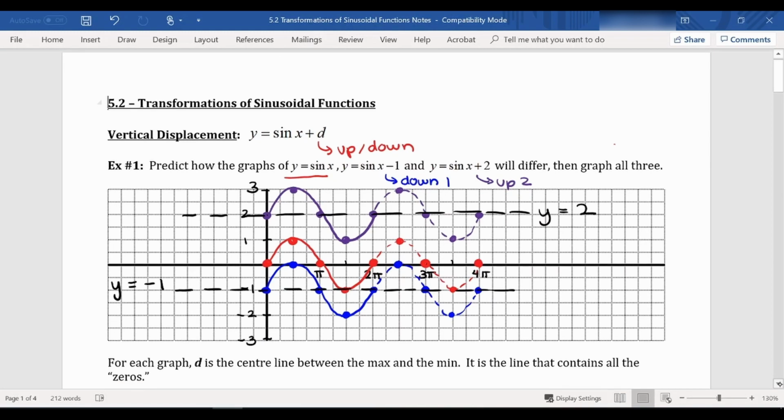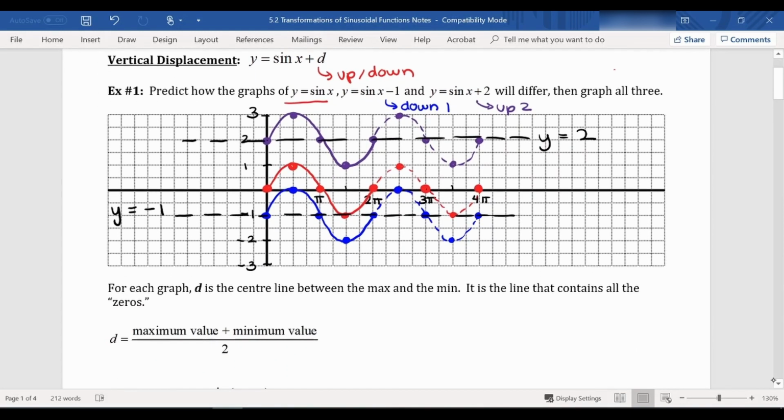So I like to do this visually. If I was asked what the displacement is given a picture, I would cut it in half horizontally. There is a nice little equation you could use, which is max value plus min value over 2, but most of you will probably not use that at all.